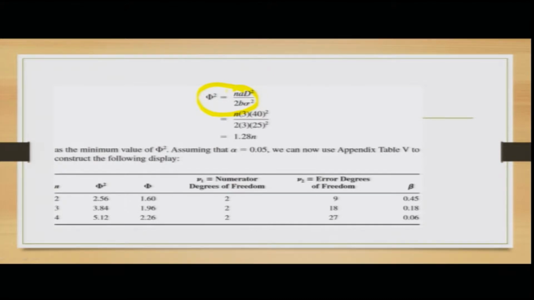Depending on how we change n, the capital phi square would be calculated. Once capital phi square is calculated, it will give us the degrees of freedom m and n for the F distribution, and we can find the beta value also. In the first column we have n values, the second column phi square, third column phi, then the numerator degrees of freedom, the error degrees of freedom, and the beta values are given in the subsequent columns.